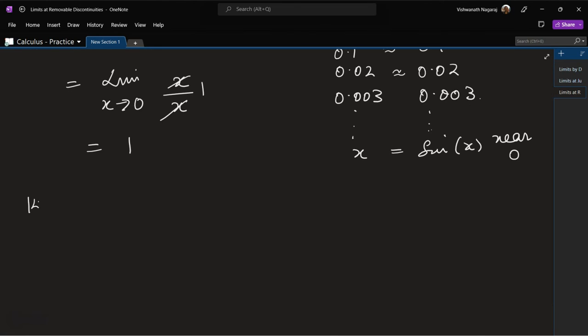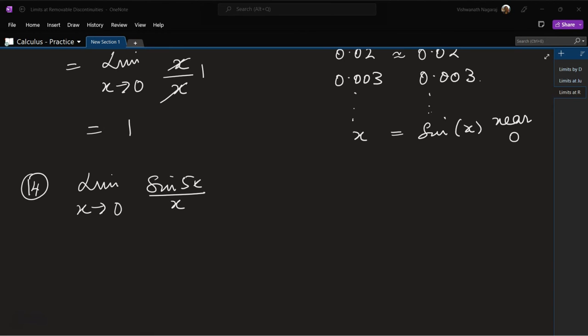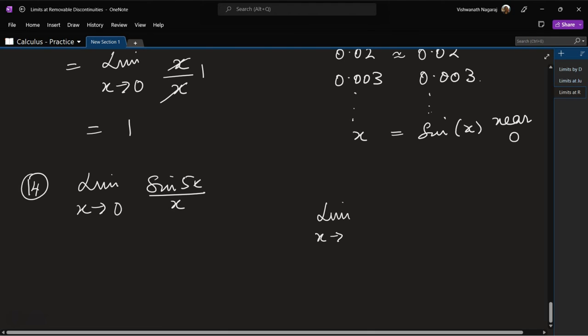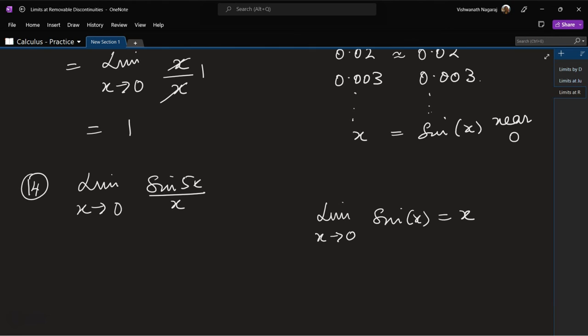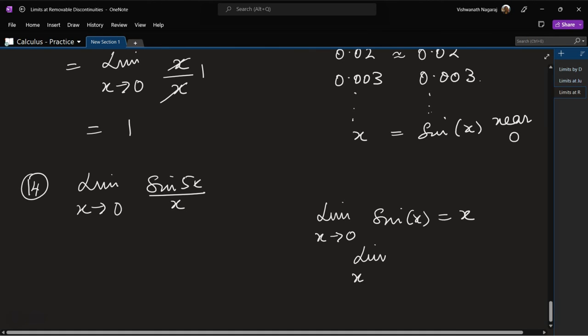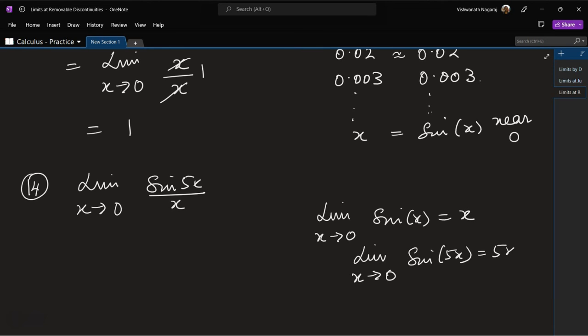Let's look at the 14th one. Limit as x approaches 0 of sin 5x by x. Here we have already seen that as we get closer and closer to 0, sin x is equal to x, right? So limit as x approaches 0 of sin of 5x would be equal to 5x, right? Okay, keep this in mind.